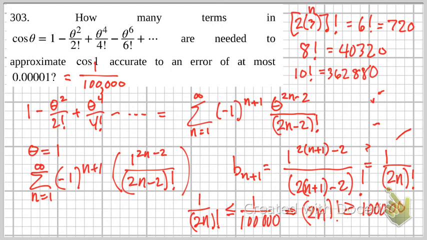So then when I look at where I went up here, when I plugged the n's in, this here was 40,000, and then this here jumped way over 100,000. So that tells me that this number here, where n equals 5, is going to be where our answer is. So we know that n equals 5.